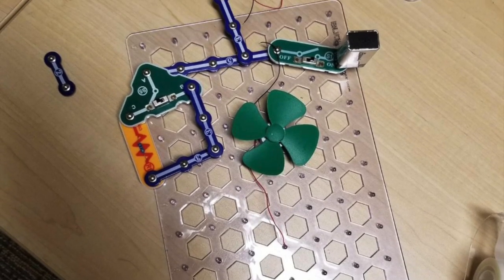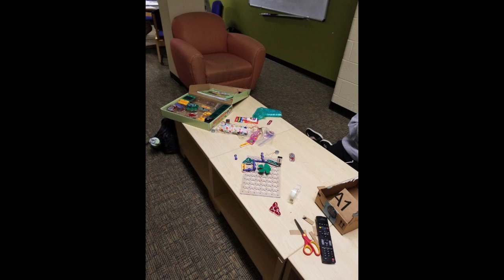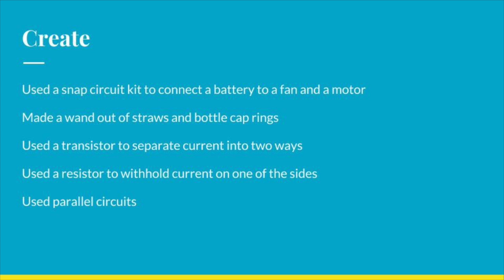The circuit board needed to have a switch so the fan could have 2 different speeds, and we also used a combination of 2 snap circuit kits to make the circuit board. The next step of the design process is create. We used a snap circuit kit to connect a battery to a fan and a motor.